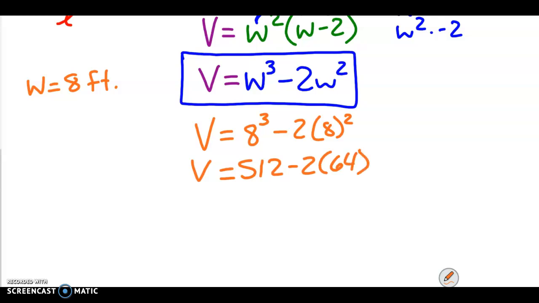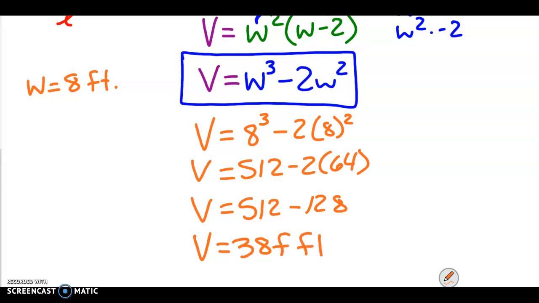512 minus whatever 64 times 2 is. 64 times 2 is 128. So the volume would be 512 minus 128, which is going to end up being 384. So that would be 384 cubic feet because we're talking about volume.